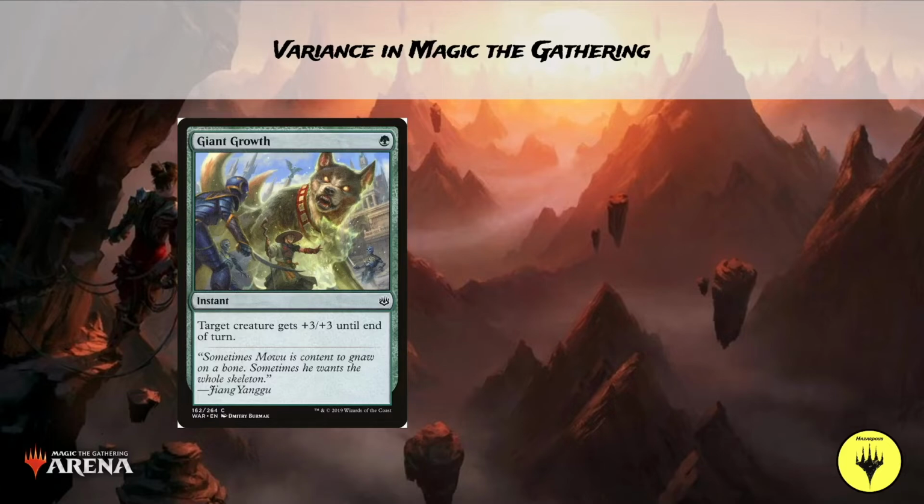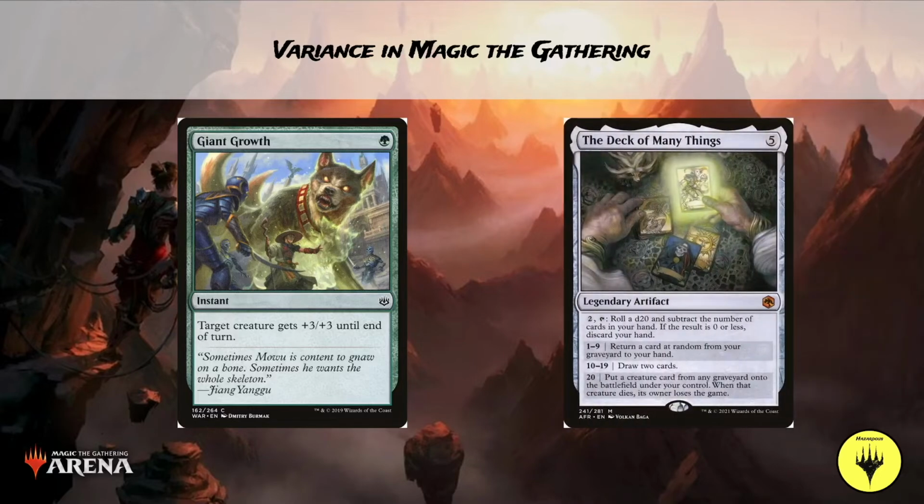Now let's take a look at the Deck of Many Things. You roll a die, and based on the outcome of the roll, something happens. You basically know the space of things that could happen, but until you roll that die, you do not know exactly what will happen. Let us put the thing with subtracting the number of cards in your hand aside, so it's easier to draw the probability curve.